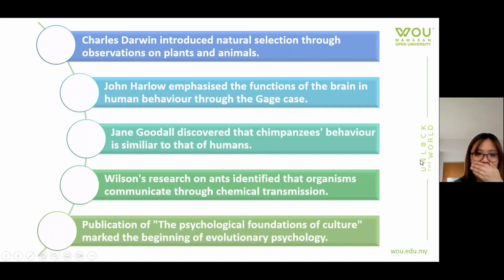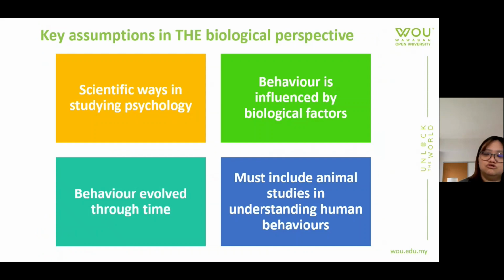psychology. Okay. So after we know about these four persons, we understand how biological psychology developed and evolved. So now we go through the key assumptions. What are the key assumptions that we could observe from the past works by the biopsychologists? Okay, so these are the four things that you need to remember.